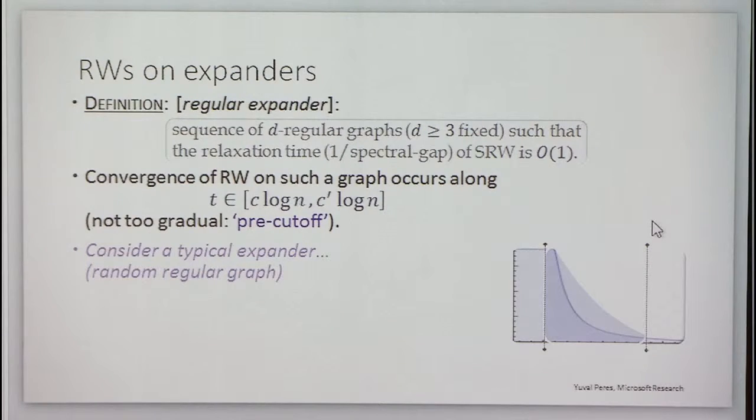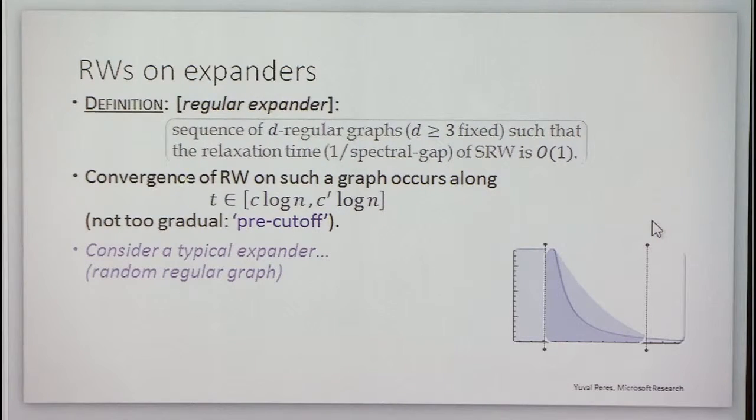Now, we're going to focus from this general setup to the case of random walks and expanders. So a regular expander is a sequence of d-regular graphs. It can be defined where the spectral gap is bounded below, or the relaxation time, which is just 1 over the spectral gap, is bounded above. And it also has, of course, a more combinatorial definition in terms of expansion. But this one will be the more important for us.